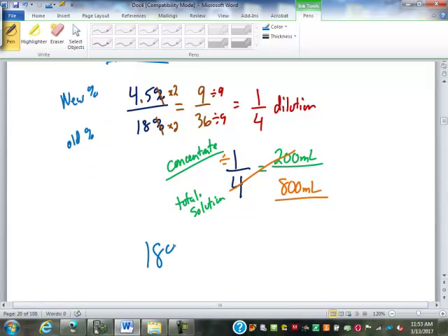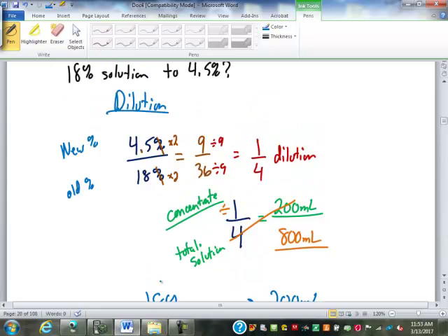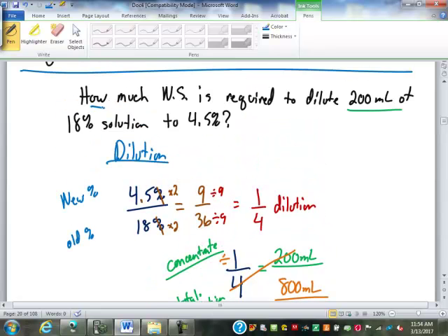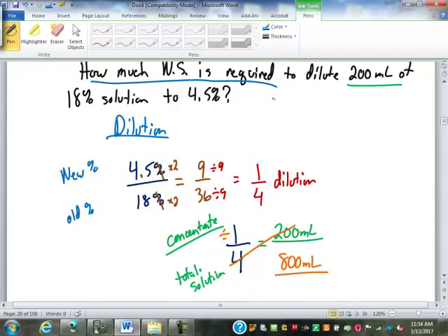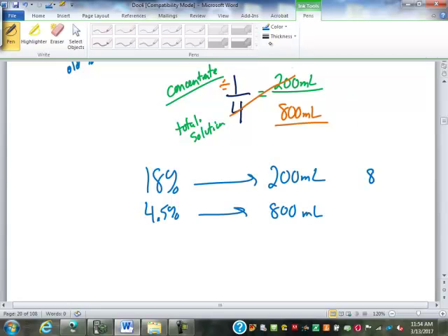So we started out with 18%, 200 milliliters. We ended up with 4.5% and 800 milliliters, but we have not yet answered our question. The question was, how much saline is required? How much saline do we have to add? So we're going to subtract those. The difference between them has to be what's made up with the saline. So 600 milliliters of saline.